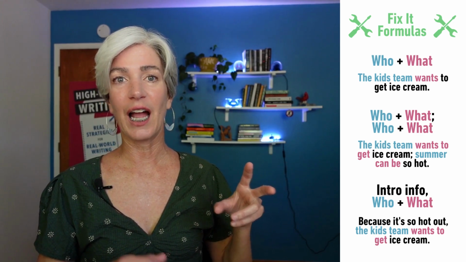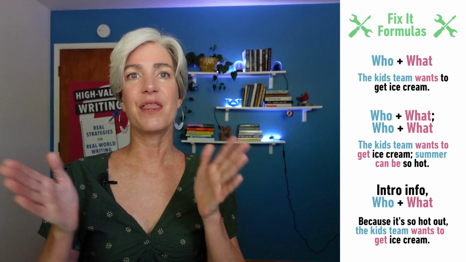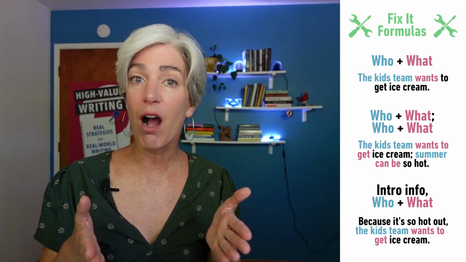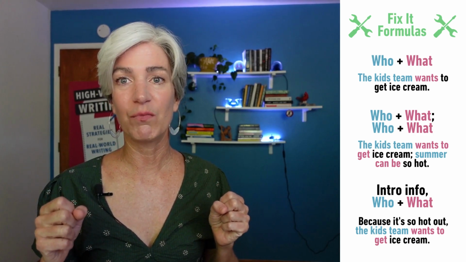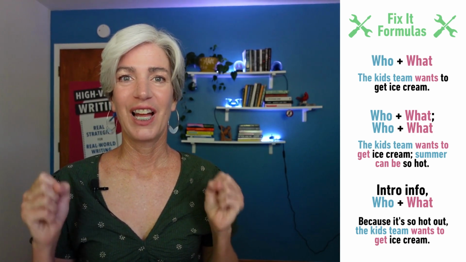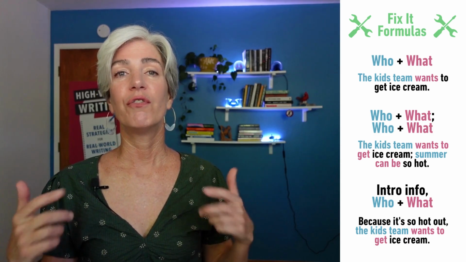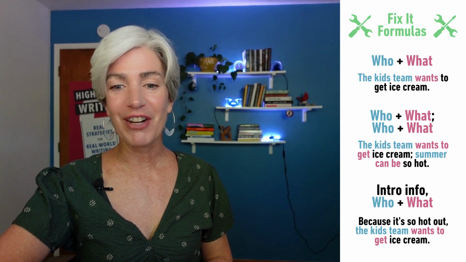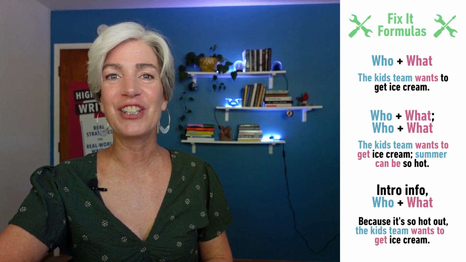Or thirdly, I can give introductory information to kind of set the scene, and then my who, what after a comma. Because it's so hot out, the kids team wants to get ice cream. Try out these 3 formulas, see if it helps you feel confident that you are not writing with fragments or run-ons.